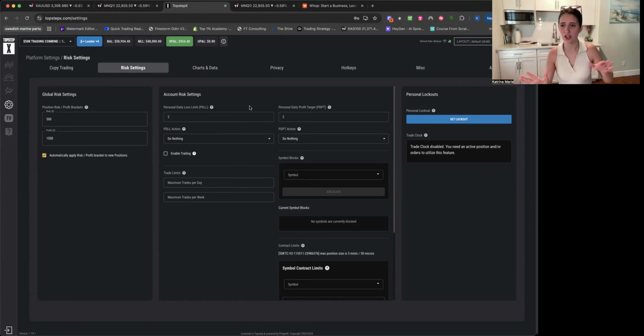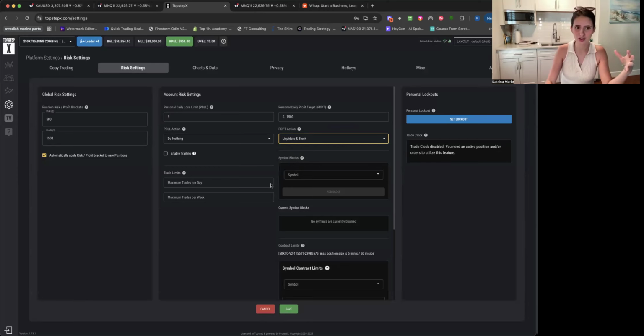Now, when you're passing a challenge, you want to have it set for 1,500 a day because you don't want to go over 1,500. So you have to have a 15% or 50% consistency rule. With that being said, you will have your personal daily lockout, 1,500. Action: liquidate and block. What you want is to liquidate you and block you from trading for the rest of the day till tomorrow. Because during the challenge, you don't want to make any more than that. You don't want to mess up anything, or they're going to make you make more on your challenge because you went over the 50%. You're up $274 on that trade.